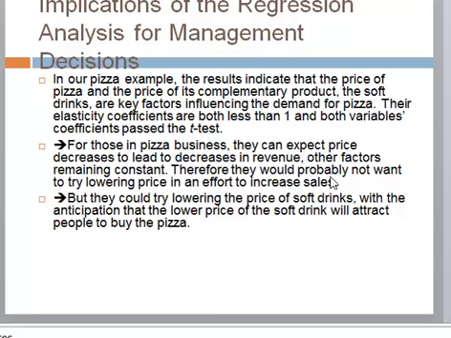Therefore, they would probably not want to try lowering the price in an effort to increase sales. This is based on what we learned about the relationship between elasticity and total revenue. But they could try lowering the price of soft drinks, with the anticipation that the lower price of soft drinks will attract people to buy pizza, because soft drinks and pizza are complementary goods.